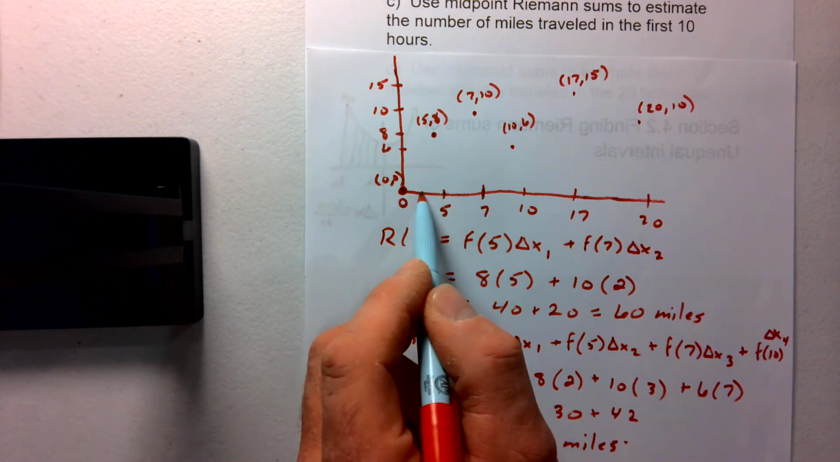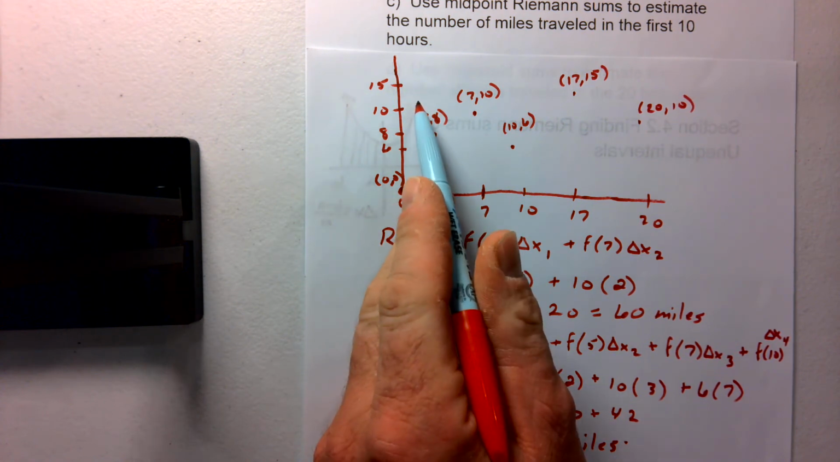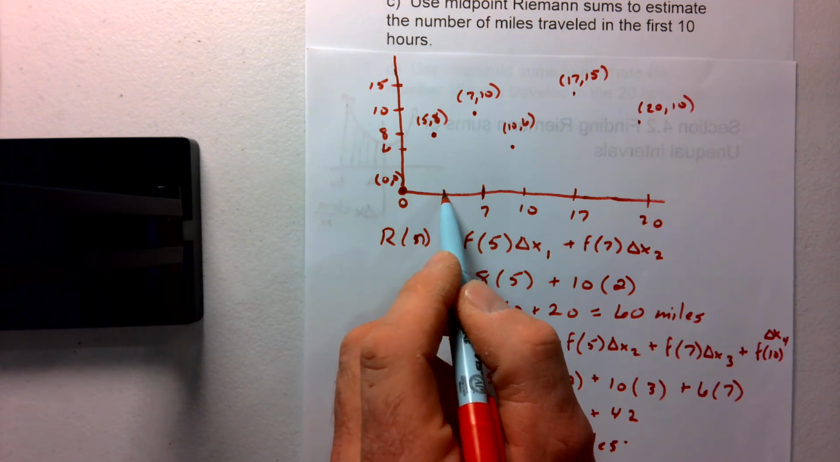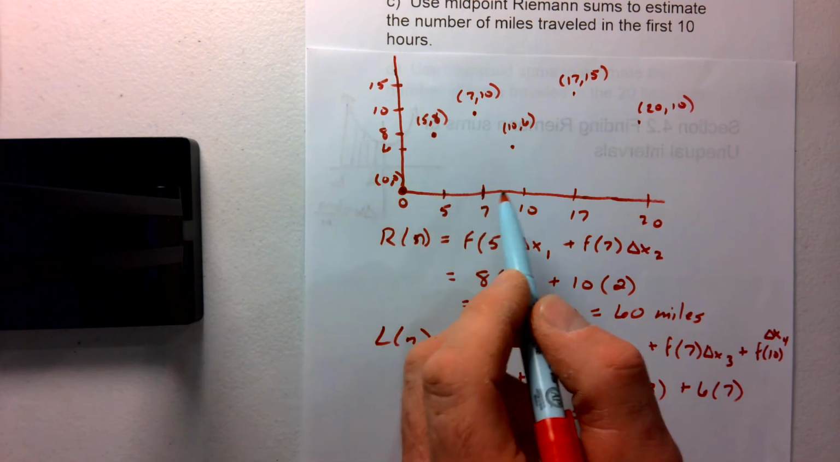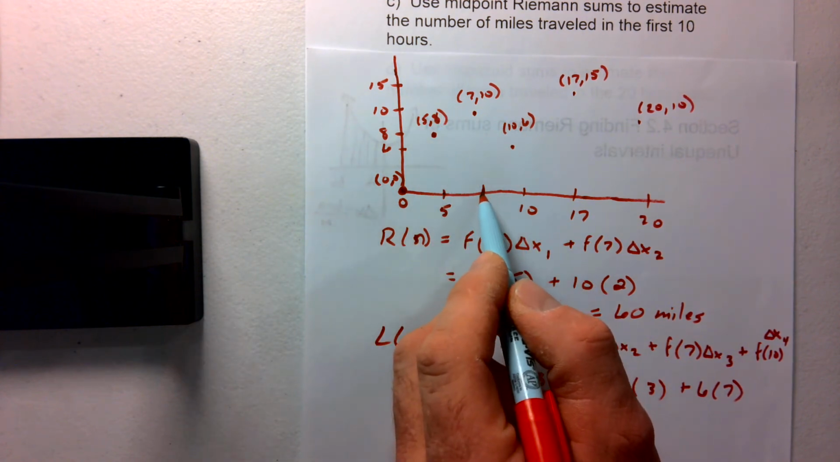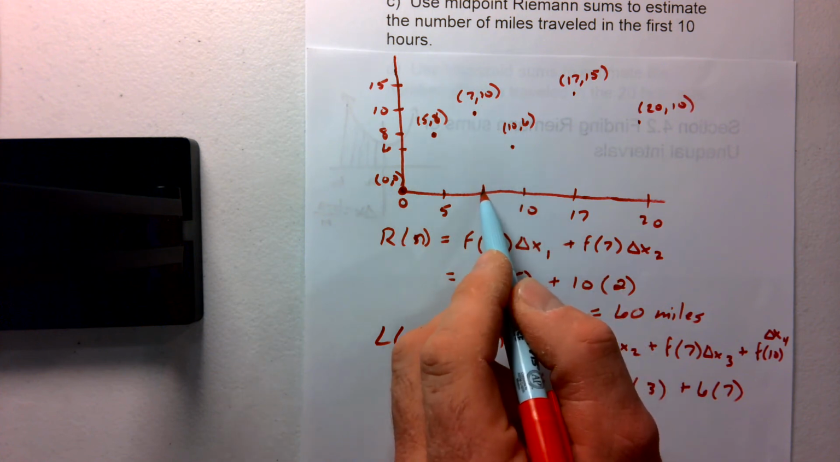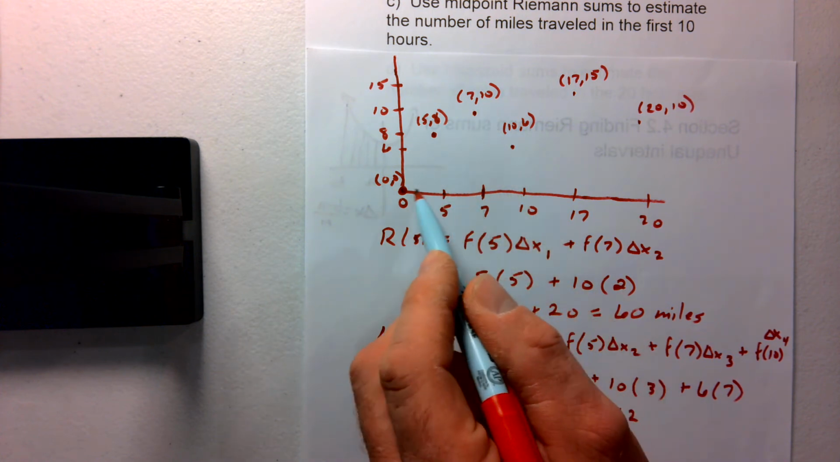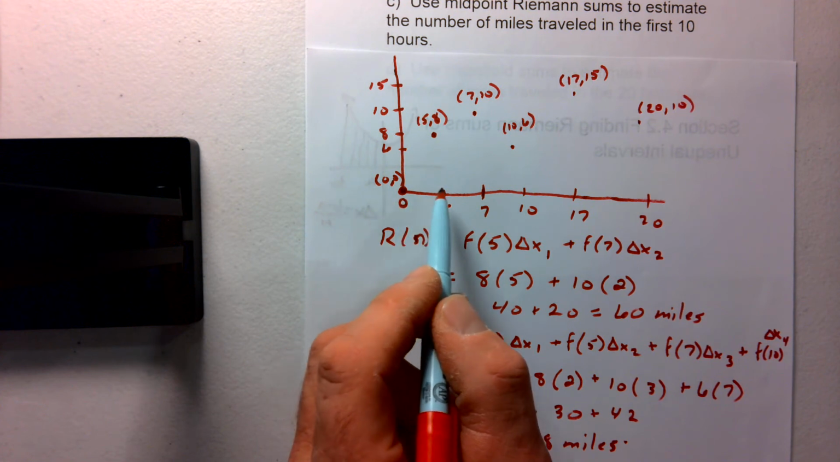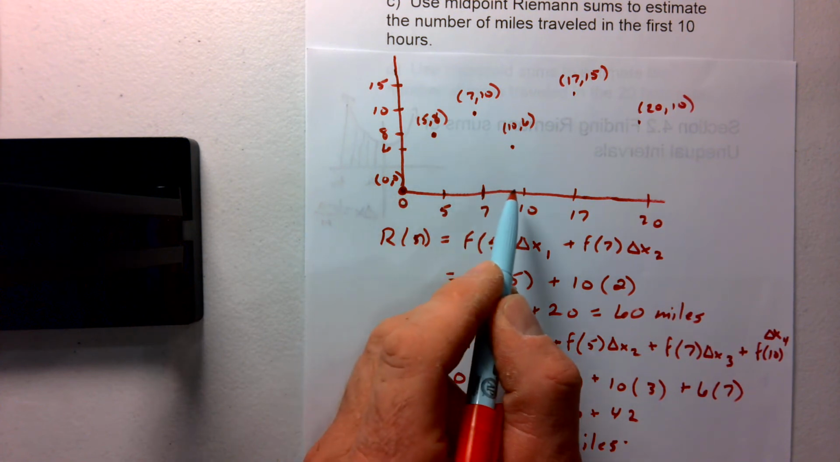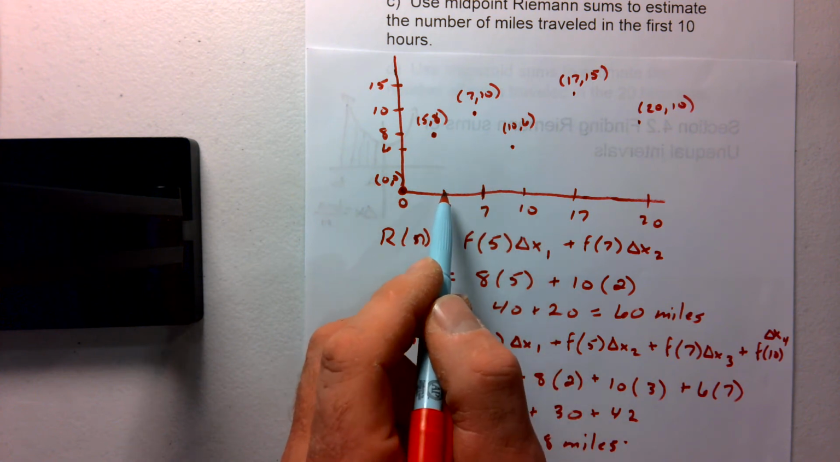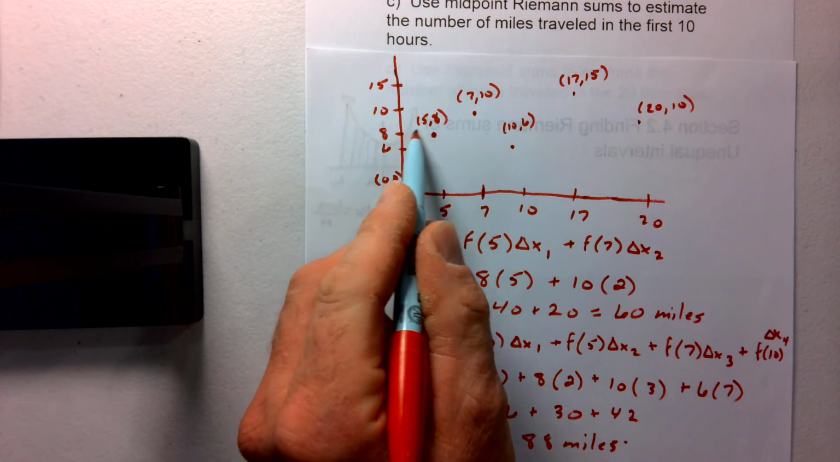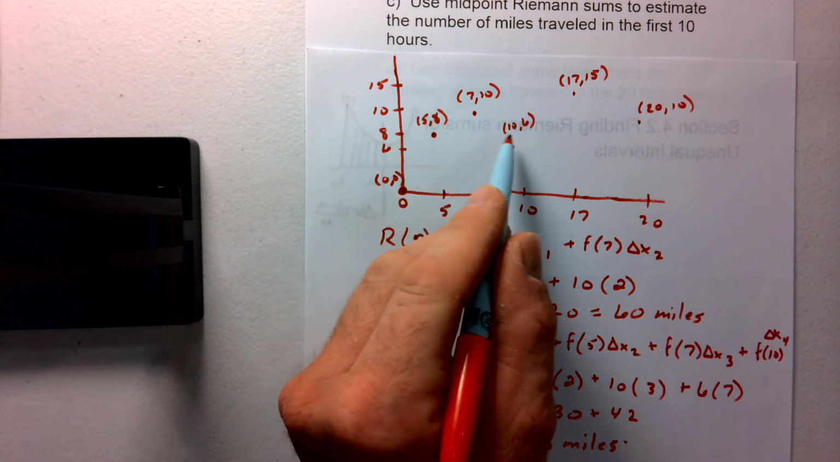If I think between 0 and 5, the halfway point or the midpoint would be 2.5. We don't know how many miles we traveled in 2.5 hours. But we do know at hour 5, we traveled 8 miles. In hour 7, we did 10, but again, 7's not the midpoint of any of these values. The only midpoint that we know is between 0 and 10. The midpoint between 0 and 10 is 5. So I'm just going to create one rectangle for this, because that's all I know is one rectangle.